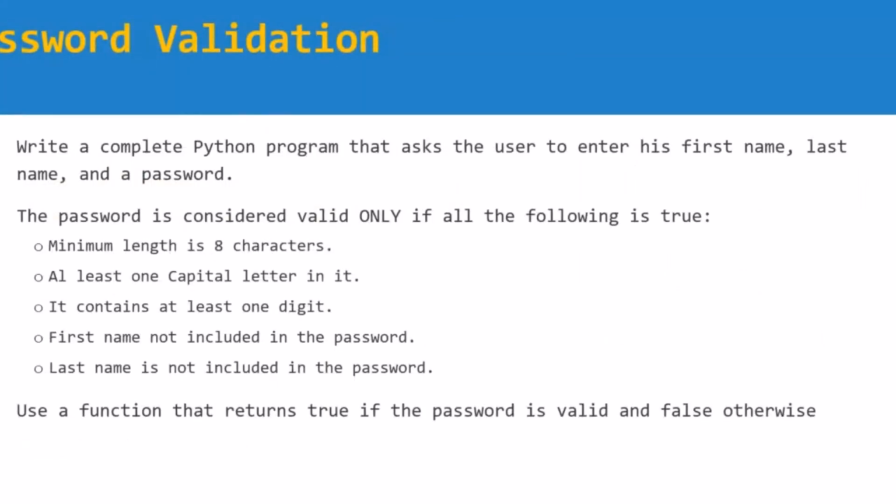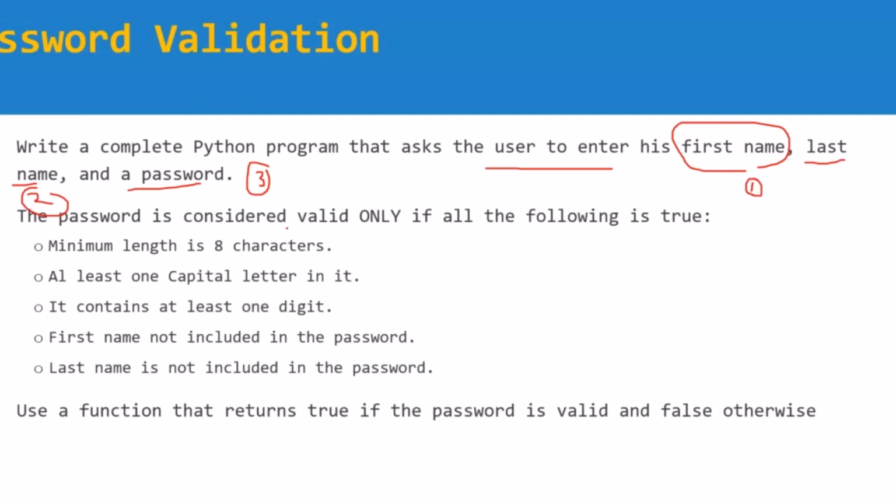Write a complete Python program that asks the user to enter what? First name. This is one input from the user. Last name. Second input from the user. And password. So how many inputs from the user are we expected to take? 3. All are strings. Good. So we finished the first task, taking 3 inputs from the user.